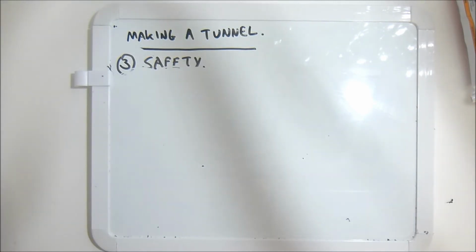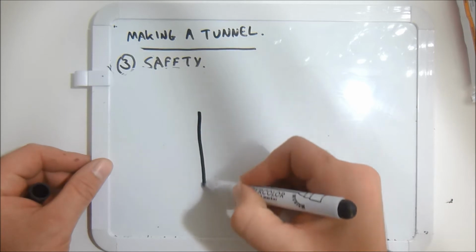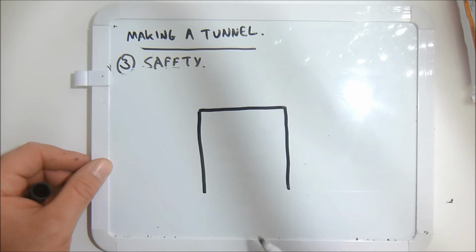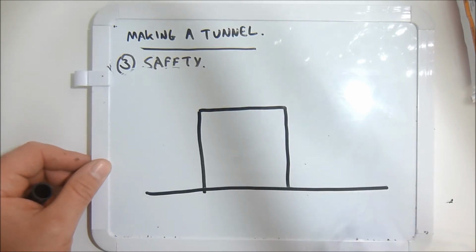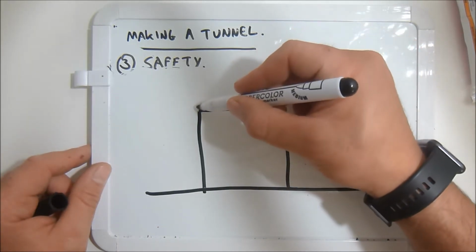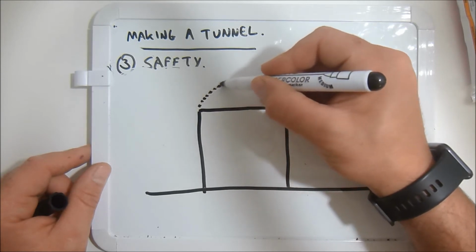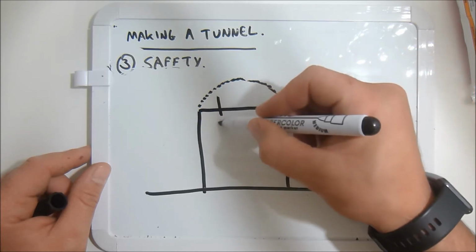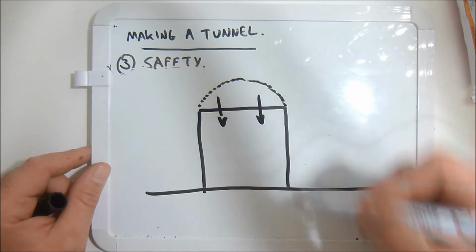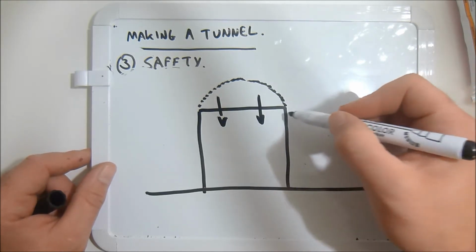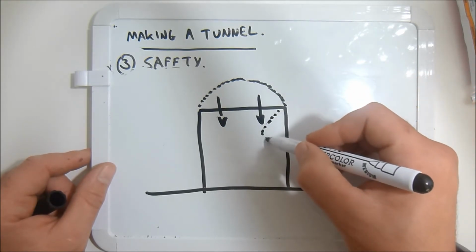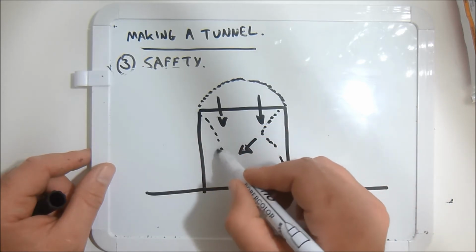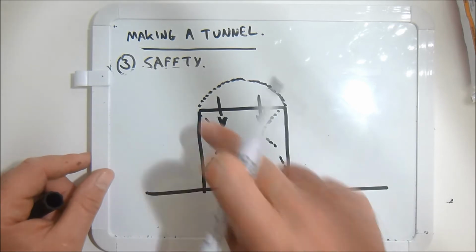Now, once you start tunneling, there's also the following dangers that can occur. Now, your top wall has a tendency to break down and collapse if it's not supported. The side walls have a tendency to fall inwards and collapse. Now, I'm not going to draw it like that.